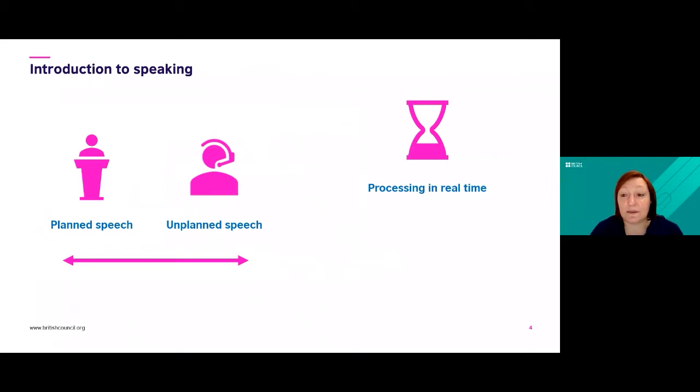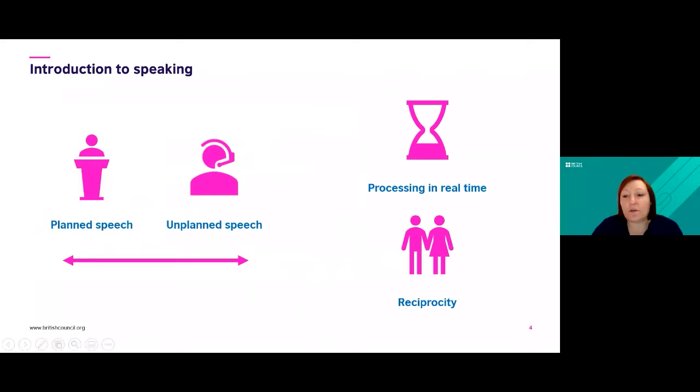It is the fact that speaking occurs in real time. In other words, as I'm speaking, I'm also thinking about what to say next. I'm also possibly even listening to you and processing that. So there's no real time to think, and that's a really important element, and we're going to focus on that later on and throughout the whole presentation.